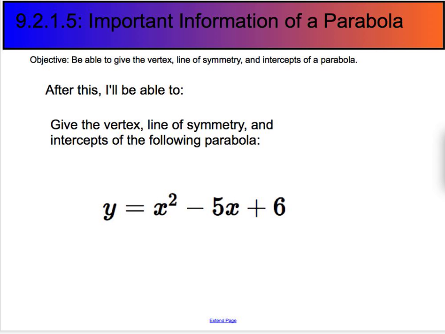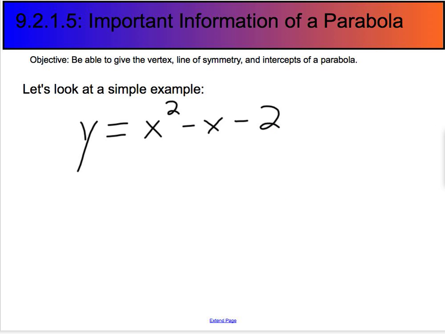But the idea is still that we find the vertex, the line of symmetry, and the intercepts. Let's look at a simple example to start with. As far as this version goes, it doesn't really matter where you start, whether you're looking for the vertex first or the line of symmetry or the intercepts. I usually try to start with the intercepts. There's nothing right or wrong with this method. It doesn't make it any easier or harder. It really depends on which problem you're looking at. So I look for the intercepts first.